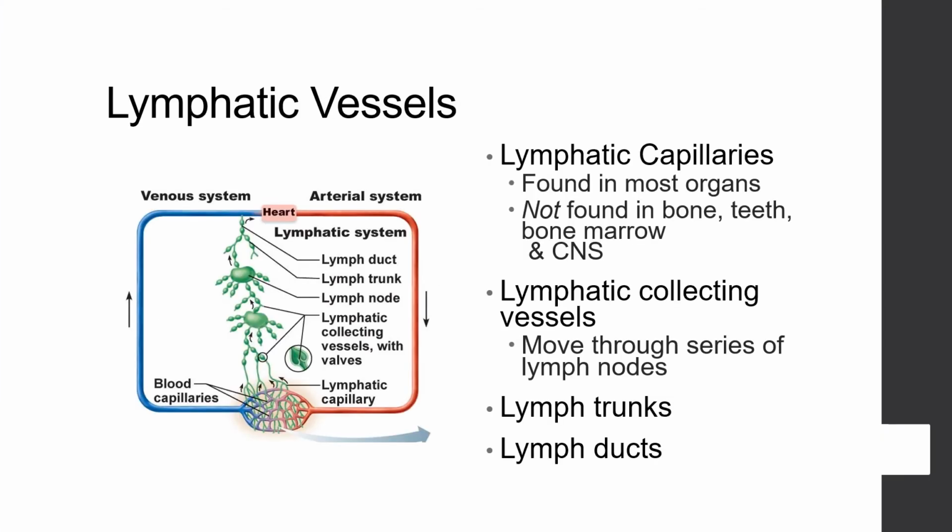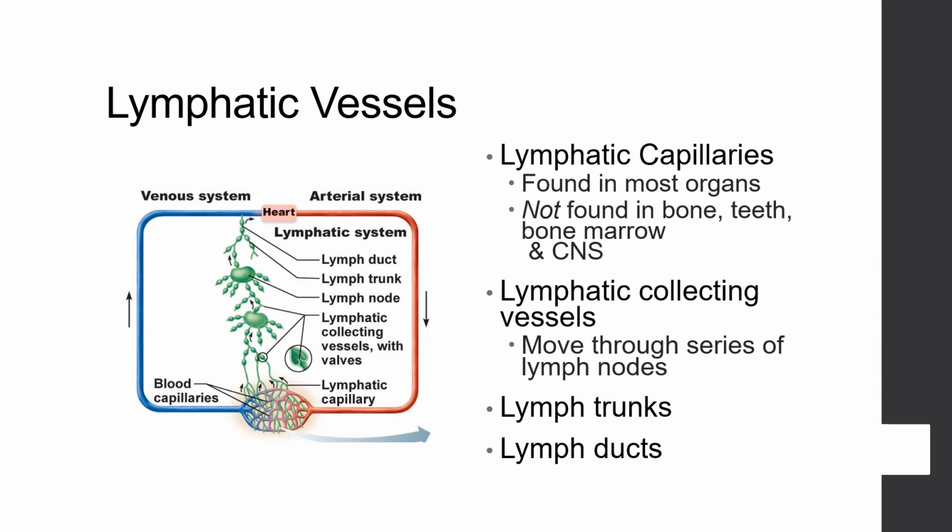Okay, now quickly I want to talk about the anatomy of the lymphatic system. We go from lymphatic capillaries, which are found in most organs. They're not found in our two hard tissue organs, bone and teeth. They're not found in the bone marrow, and they're not found in the central nervous system. There are lymphatic capillaries on the membranes around the central nervous system, the pia mater, for example, but not within. Once you cross the blood-brain barrier, there are no lymphatic capillaries there.